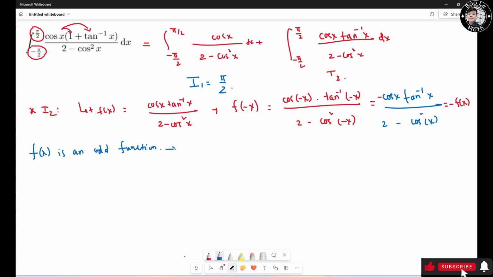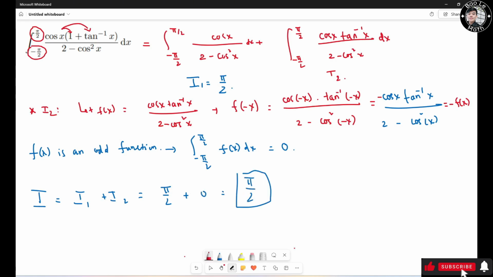If f of s is an odd function, the integral from negative pi over 2 to pi over 2 of f of s ds equals 0. So then I equals I1 plus I2 equals pi over 2 plus 0, which is equal to pi over 2. This is the final answer.